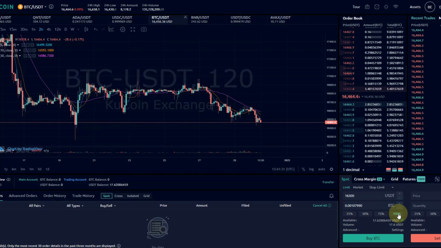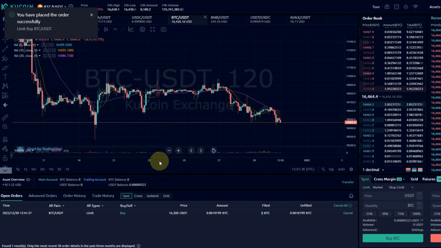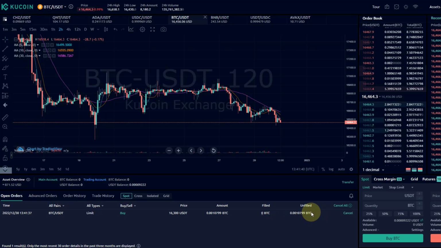So if I now select 100% and click on buy BTC, you have placed the order successfully and it will show in my open orders. This has not cost me any fees because the order hasn't been triggered, but it will trigger at 16,300. You see it down here, open orders, not triggered. It shows what kind of order it is. I have a buy order, so I'm going to buy BTC with my USDT at this price.